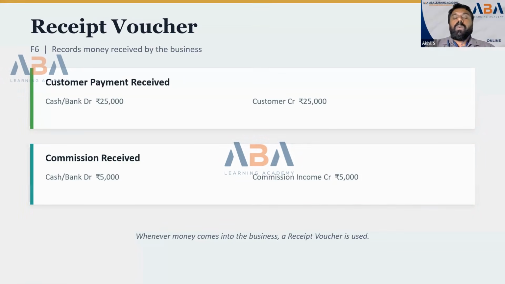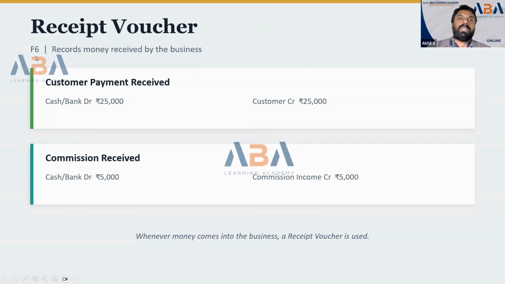So this is the exact opposite of payment voucher. In this case, what will happen? We are receiving money, instead of giving out money, we are receiving money from a third person. In that case, we must use the receipt voucher. If we are receiving money from a third party, we must use a receipt voucher.